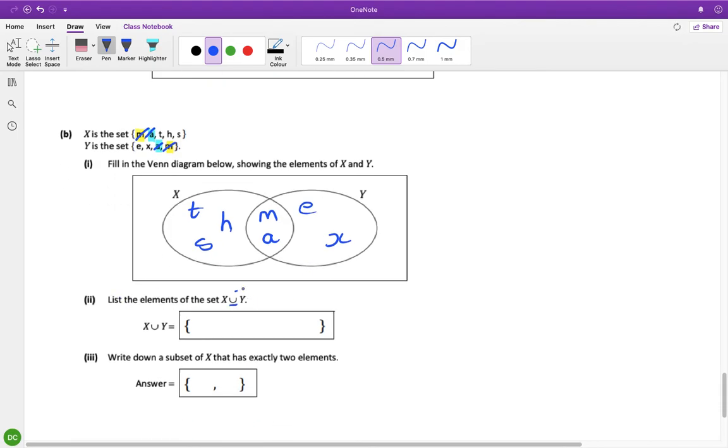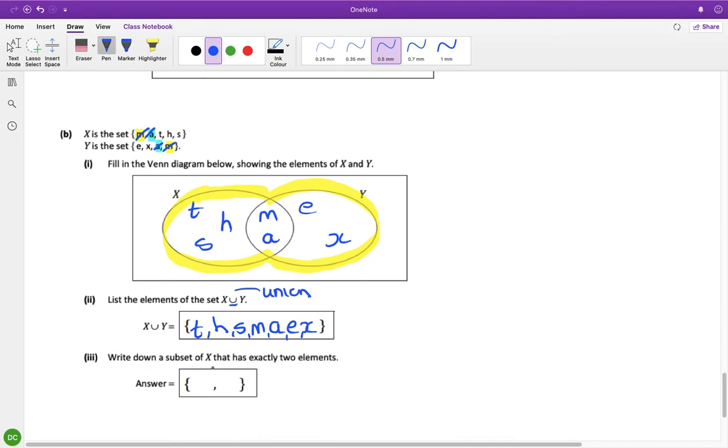List the elements. Now we did this already. This is the union, and the union is everything. So if I get my highlighter again, it's going to be everything in the two circles. Everything inside what I've shaded there. So it's T, H, S, M, A, E, X.